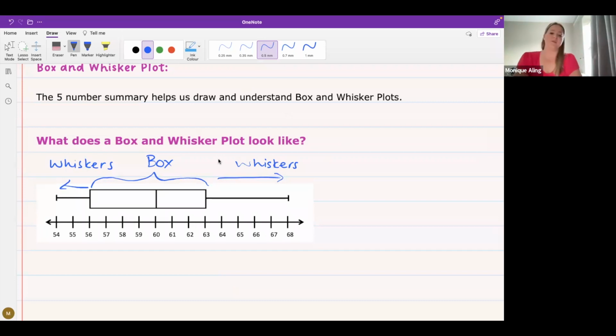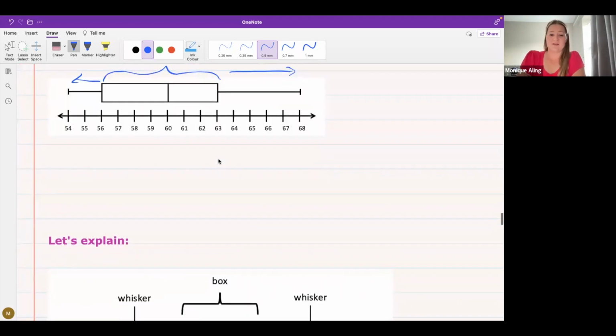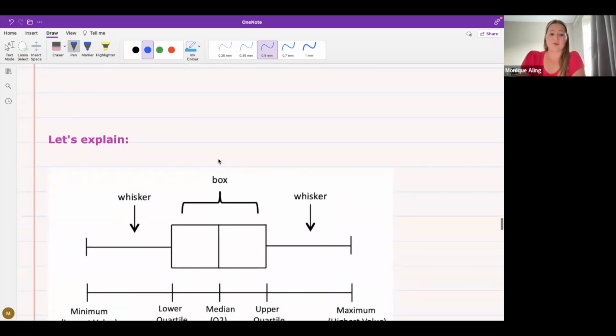All right, so this is what a box and whisker plot looks like. Let's explain what this means. So this might be a good screenshot moment.